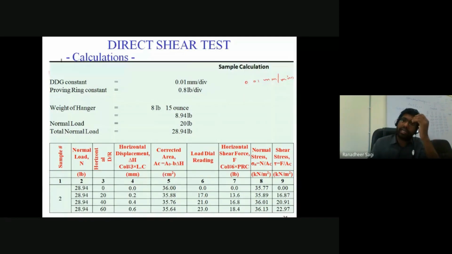At that rate of speed, you cause the shearing in the soil sample, and as the shearing progresses, we see for the corresponding displacement how much shear force is getting developed based on the proving ring data. Once the proving ring data is known, we convert it into the shear force value. Once we get the shear force, we divide it by the area over which it is getting developed, and we represent it as the shear stress. Normal stress is known, how much was applied on the soil sample, and shear stress is known at different intervals of shearing.